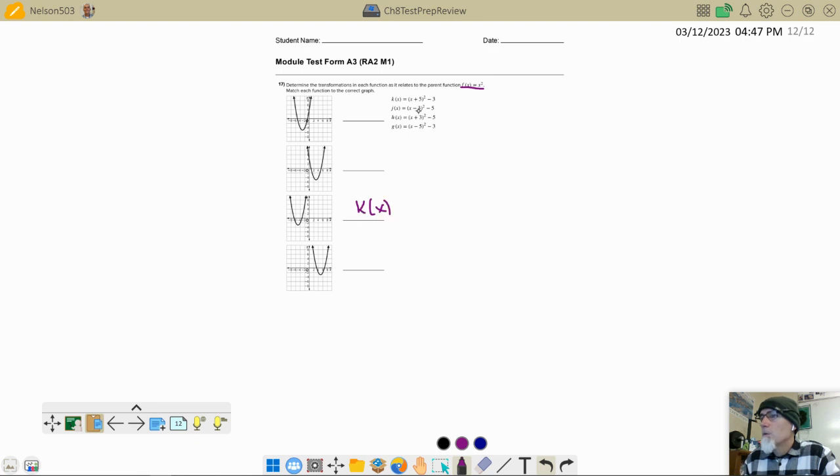And then this one's going to move it 3 to the right because there's a delay of 3, and down 5. So we want the one that's been moved right 3, down 5, that one right there. So that's j of x. Okay, then this one's going to move it 3 to the left and down 5. So let's see, where's the 3 to the left, down 5? That's that one right there, h of x.